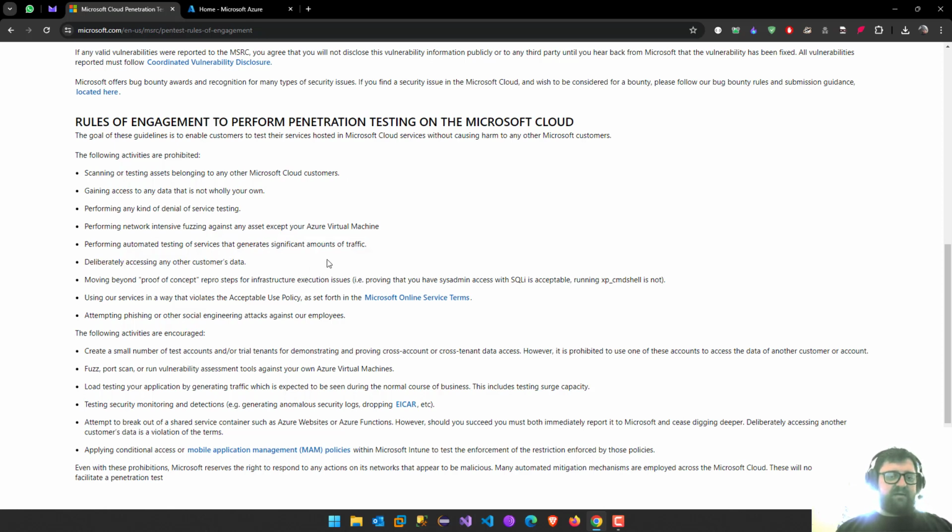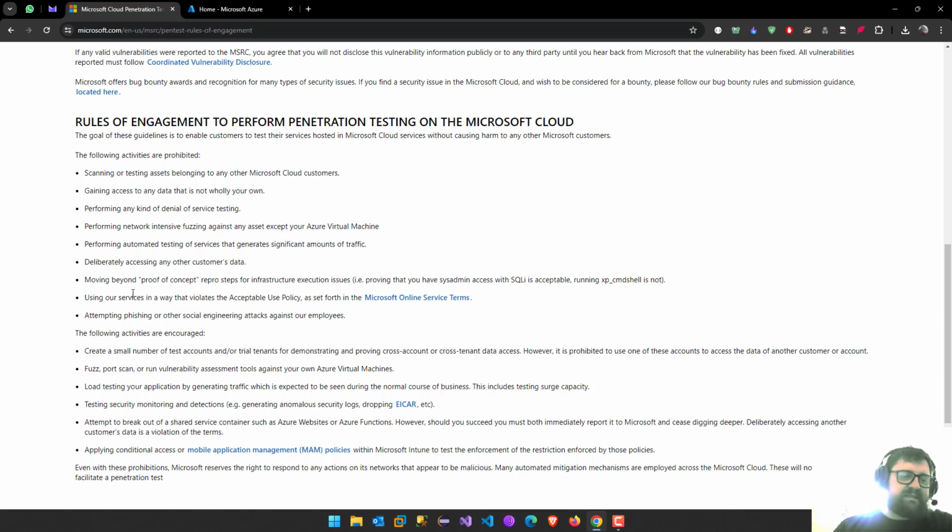Deliberately accessing any other customer's data. Yeah, it's not just for Microsoft, but any on-premises services or any other company. Data is strictly for their company and their workers or their staff, so it's a crime. Don't do that. Moving beyond proof of concept, we propose steps for infrastructure issues. For example, proving that you have sysadmin access with SQLi is acceptable. Running xp_cmdshell is not. Right? So it's not allowed.